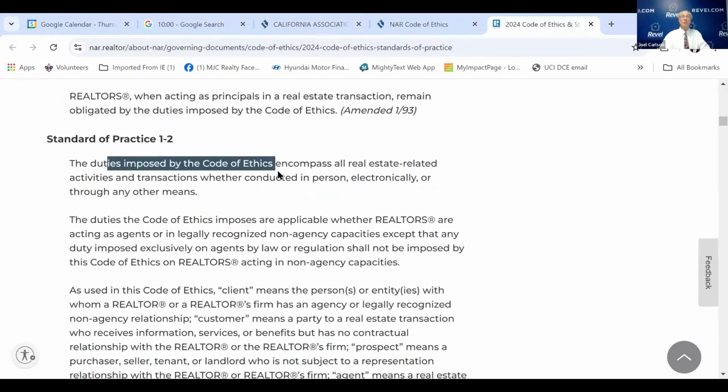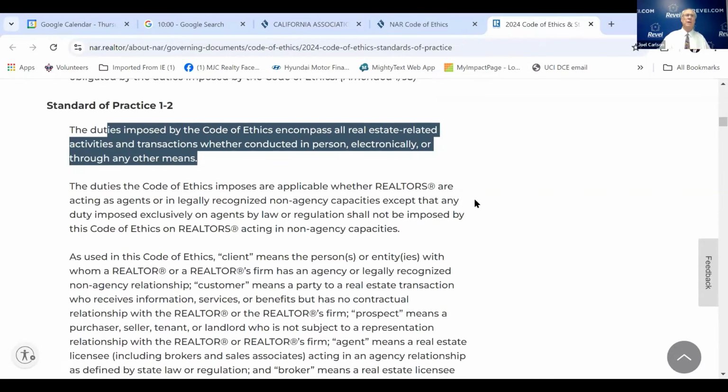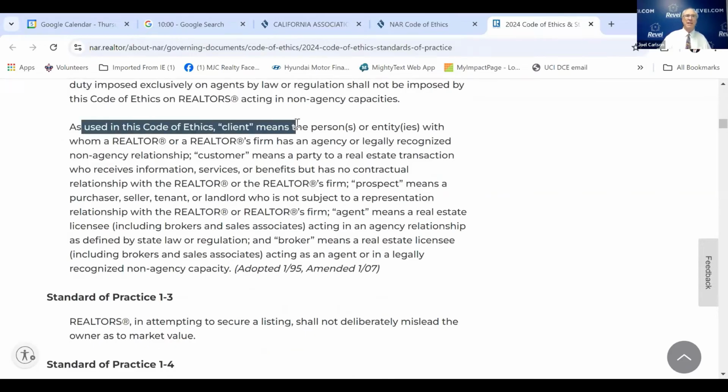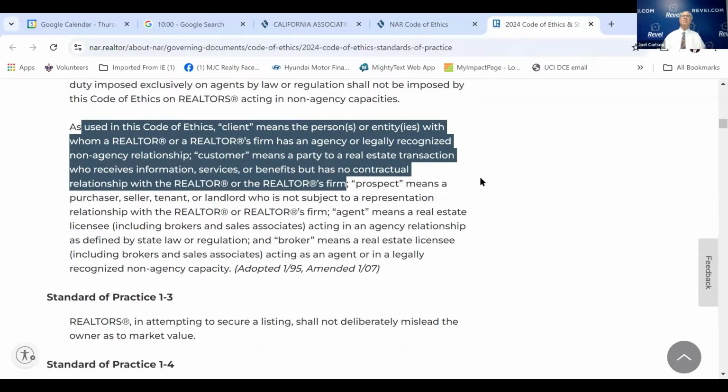Article 2 talks about duties imposed by this encompass all related real estate activity, whether it's conducted in person, electronically, or by mail. Most of our signatures are done electronically now, so show them the forms electronically. You must present a true picture, and you must be honest and deal fairly. It talks about all real estate related activities. As used in the Code of Ethics, a client means a person or entities, and a customer means a person or entities.